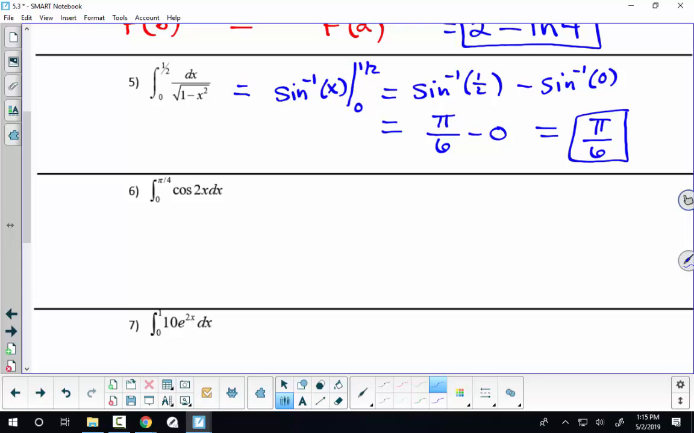My math lab takes the answer of sine inverse 1/2 minus sine inverse 0. Would you want us to simplify in the exam? Yeah.